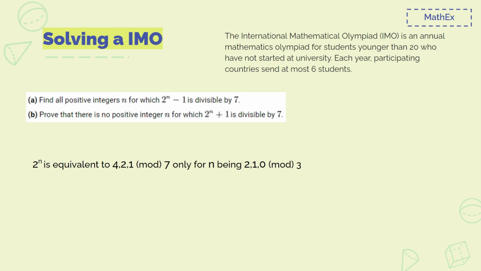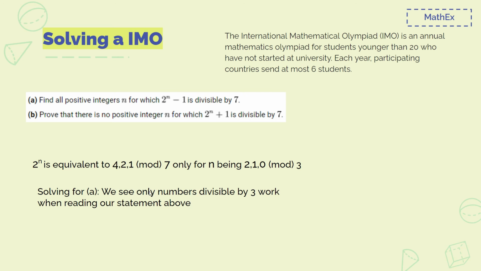Now, let's try another multiple of 3. 6. 2 to the 6, 64. 64 minus 1, 63 divided by 7. That works, as it's going to be equal to 9. Now, let's try just one more value that's not a multiple of 3. Let's try 5. 2 to the 5 is going to be equal to 32. 32 minus 1, 31. 31 divided by 7, not possible. It's going to leave a remainder. So, as you see here, we know now that n is only divisible by 3. Now, that's going to be for part A.